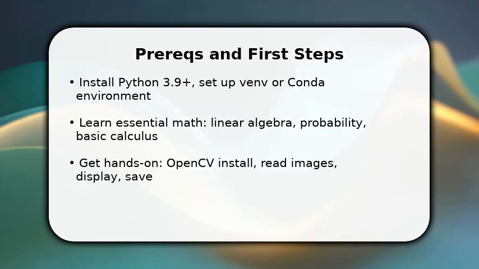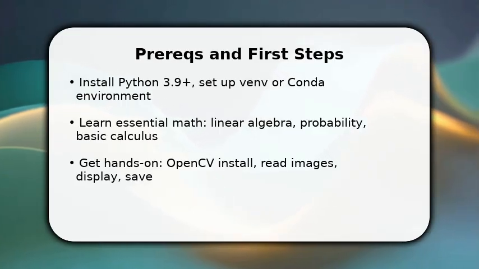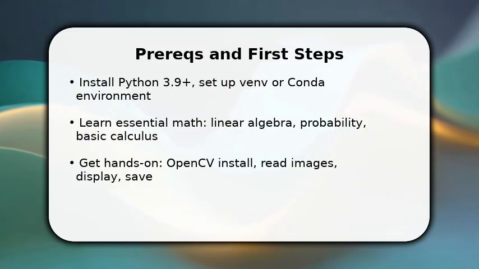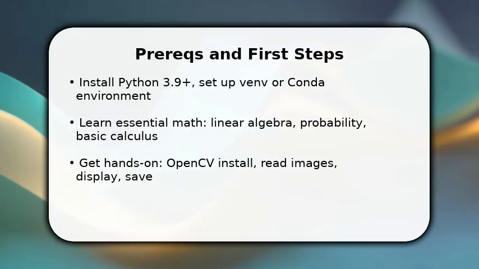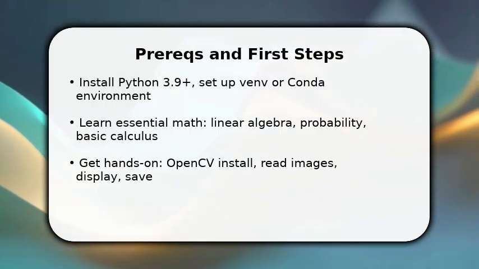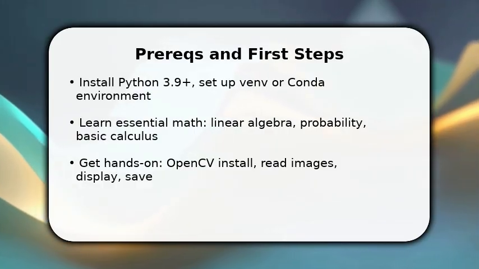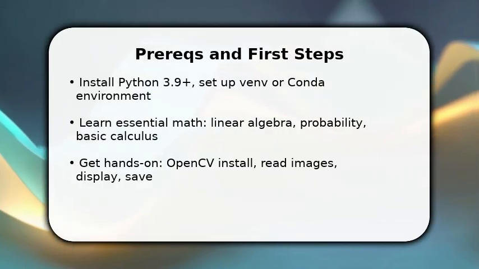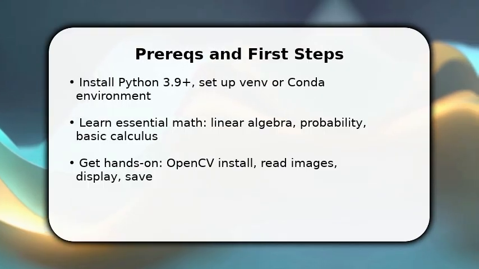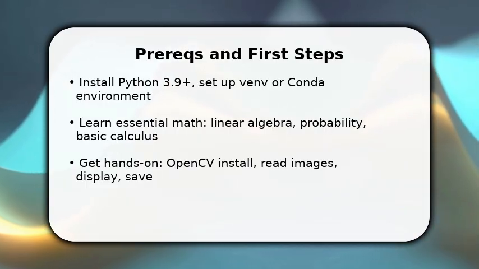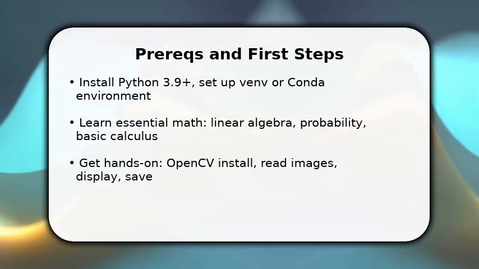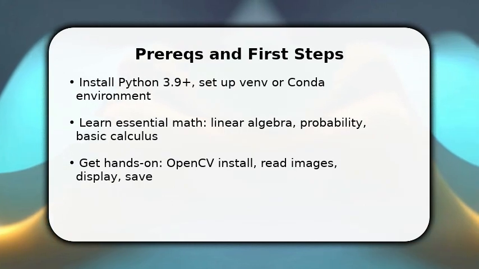Enjoy the video. You start by setting a reproducible environment. Create a Python 3.9+ venv or conda env, and install OpenCV and NumPy so you can run examples immediately. Learn the smallest math pieces that matter: vectors, matrices, eigenvalues, and basic probability, because they explain why algorithms behave. Once that's done, run a simple script to load an image, convert to grayscale, and show edges. This first loop gives immediate feedback and motivates deeper study.